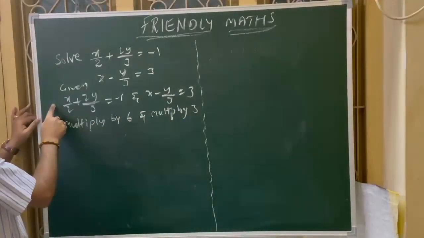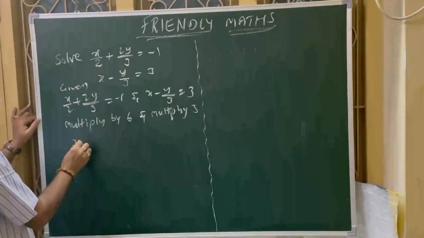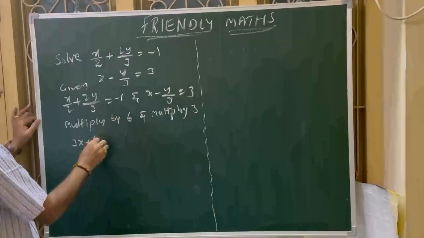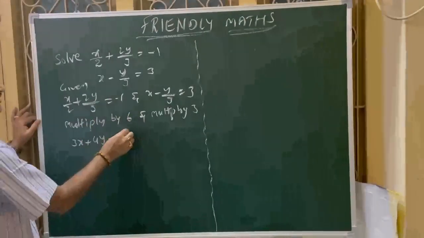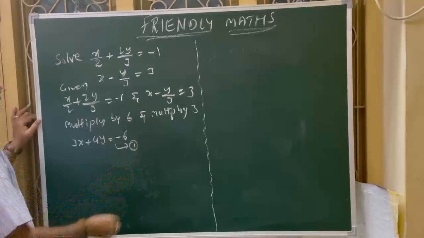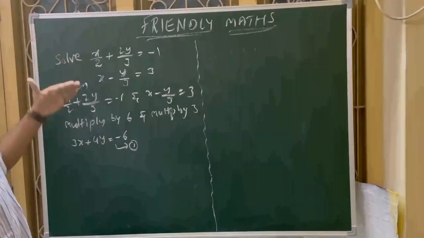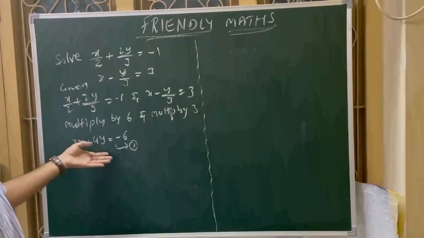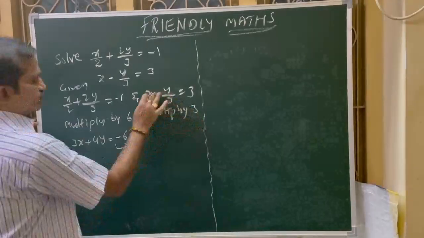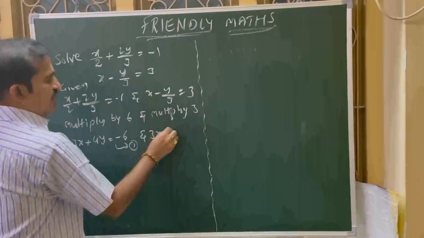Then when I am multiplying with 6, 2 3s are 6, 3x, 3 2s are 6, 2 2s are 4y, and 6 1s are 6, minus 6. Then you take that equation 1. The given equation I converted into the normal form, the general form.